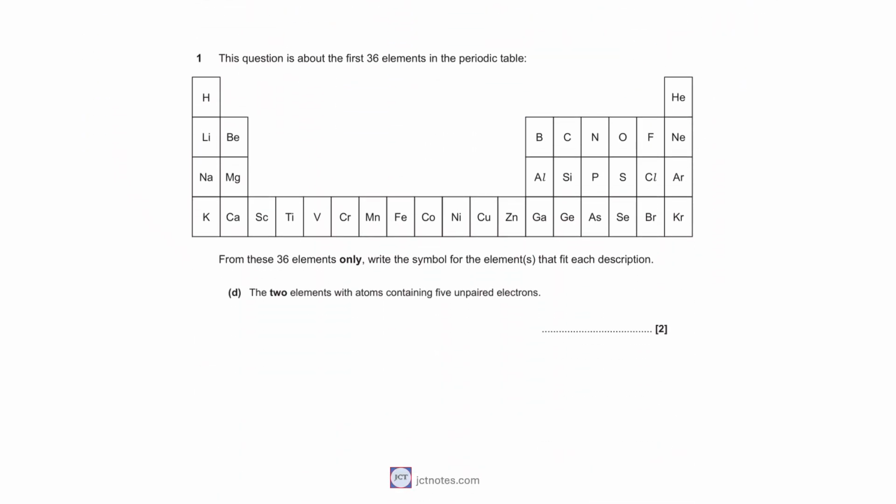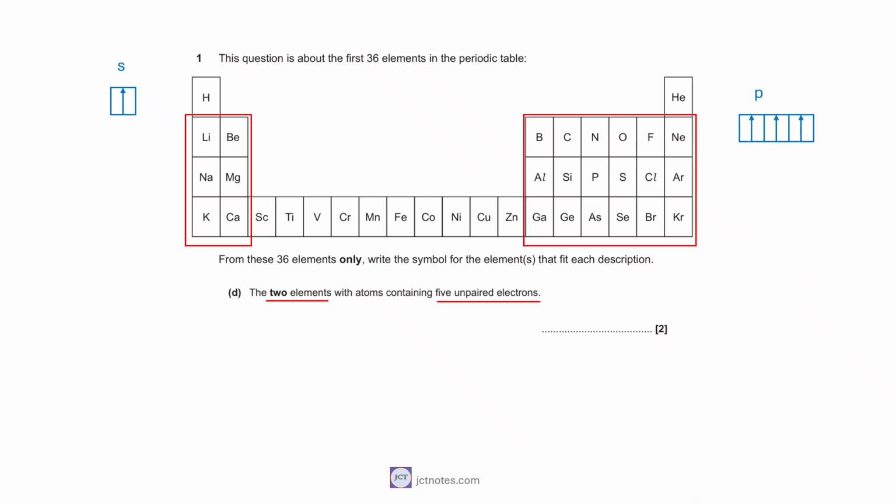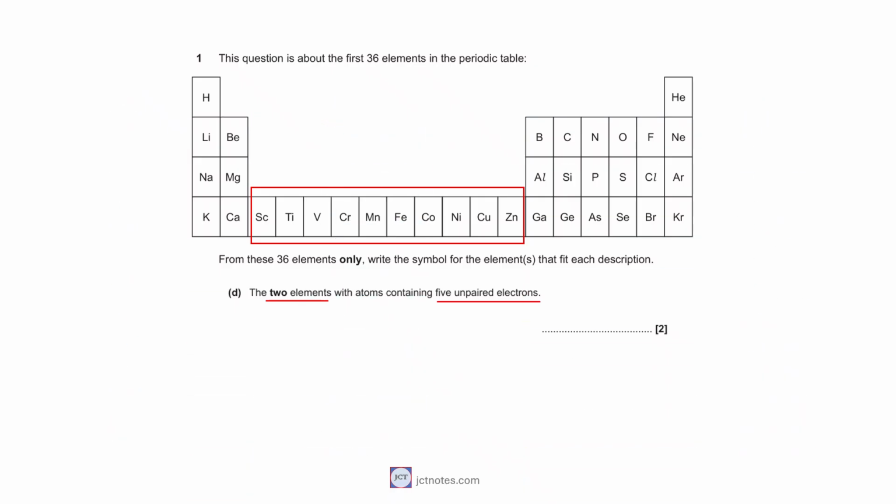In question D, we are asked to identify the 2 elements with atoms containing 5 unpaired electrons. Electrons fill orbitals singly before pairing up. In the s subshell, we have only 1 orbital, giving only 1 unpaired electron. In the p subshell we have 3 orbitals, that gives a maximum of 3 unpaired electrons. In the d subshell we have 5 orbitals, giving a maximum of 5 unpaired electrons. Therefore, we need to focus on the transition metals, d block.